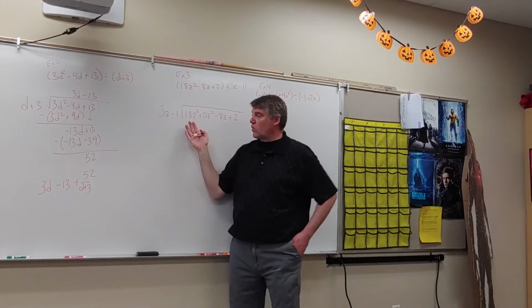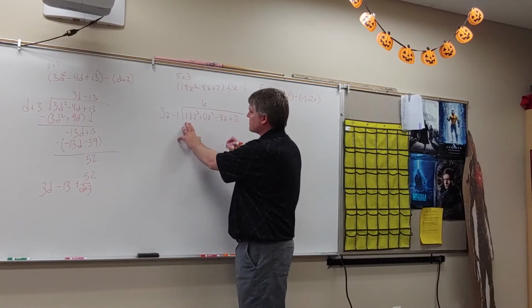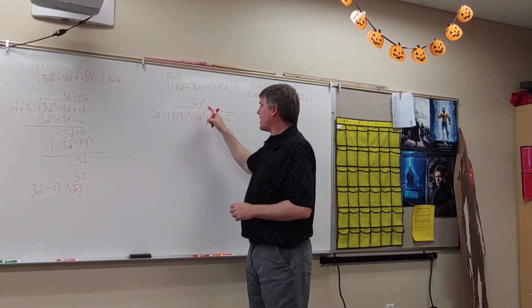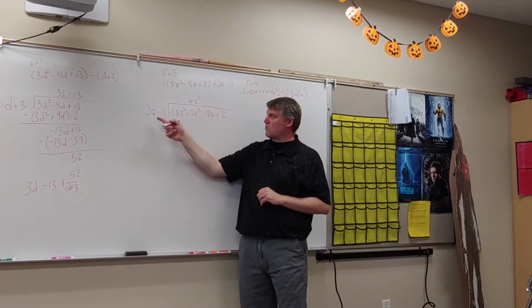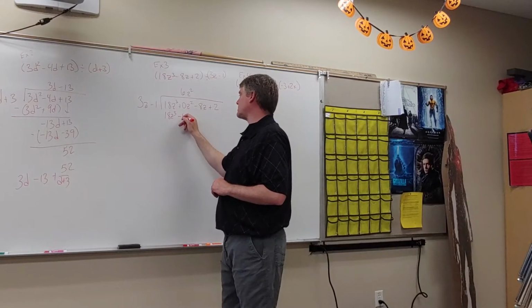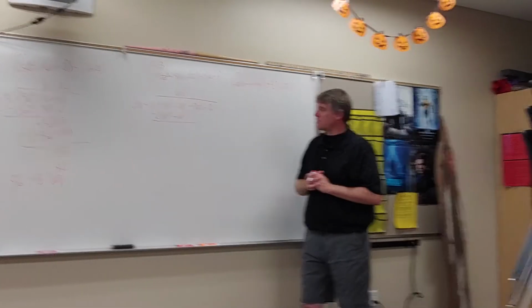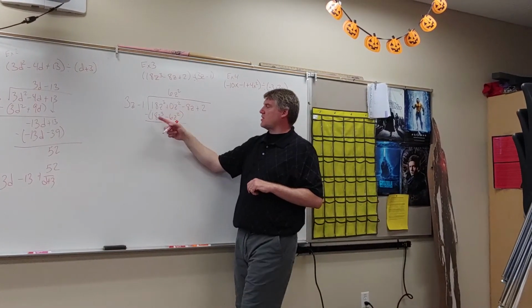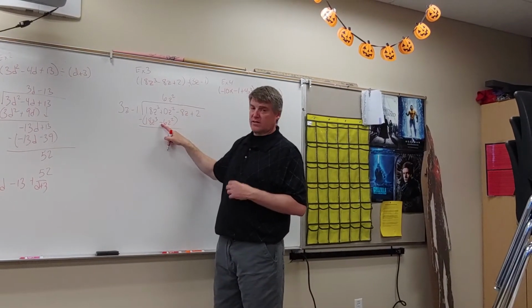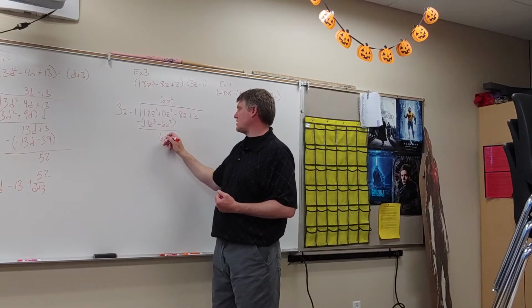So 3z times what gives me 18z cubed? Well, 3 times what gives me 18? That's 6. Z times what gives me z cubed? Z squared. So now I'm going to take this 6z squared and multiply it by each piece here. So that's going to give me 18z cubed minus 6z squared. And remember, you're going to subtract those. So I'm going to put parentheses around those again. 0z cubed minus 18z cubed, that gives me 0. 0 minus a negative is going to make it positive. 0 plus 6z squared is 6z squared.